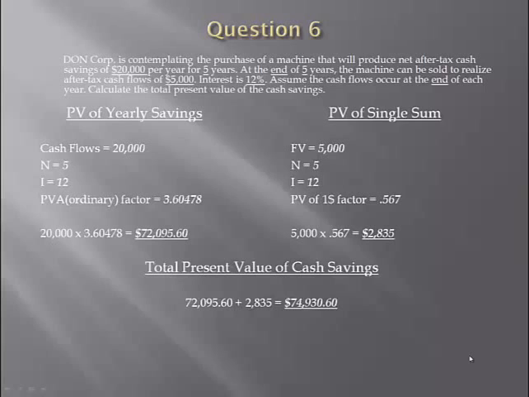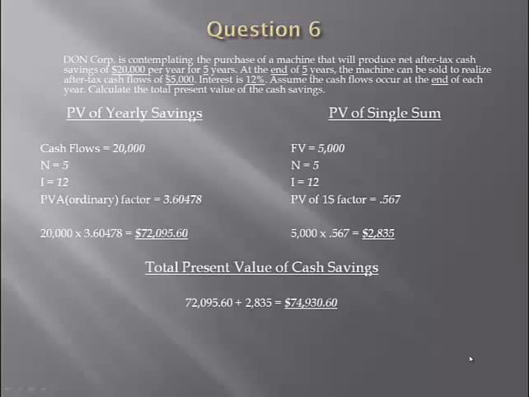Question 6. DonCorp is contemplating the purchase of a machine that will produce net after-tax cash savings of $20,000 per year for 5 years. At the end of 5 years, the machine can be sold to realize after-tax cash flows of $5,000. Interest is 12%. Assume the cash flows occur at the end of each year. Calculate the total present value of the cash savings.